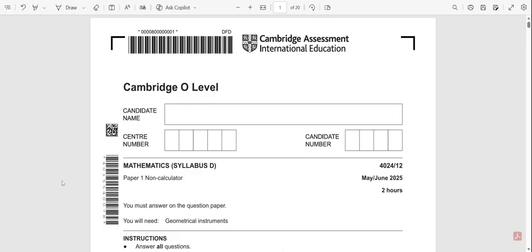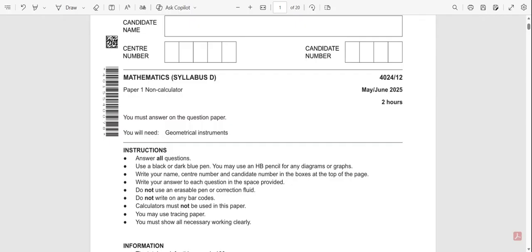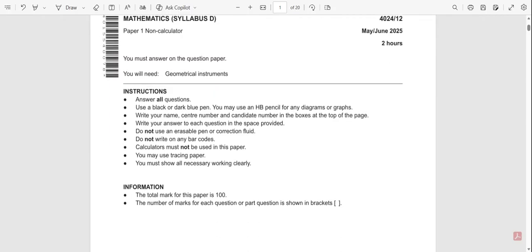In this video, we are going to discuss Cambridge O Levels Maths Paper 1 Syllabus D, May June 2025. Okay, let's move on towards the instructions.